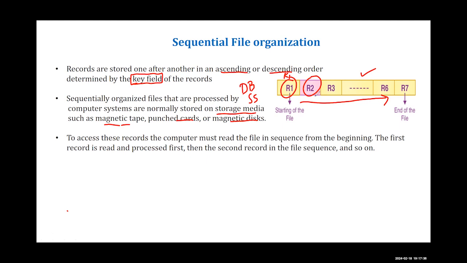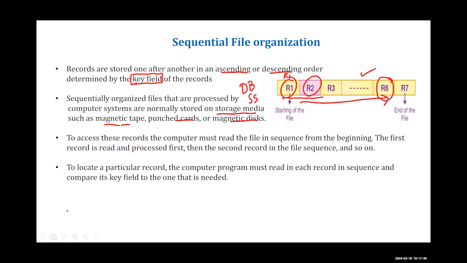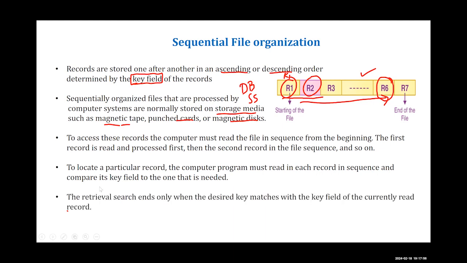Okay, so what is the meaning of that? Suppose I want to read the record R6, which means I have to start from R1, since it is a sequential file organization. No matter what the record number is, you have to start from the beginning and keep moving to the next. You cannot randomly or directly access that particular record. To locate a particular record, the computer program must read each record in sequence and compare its key field to the one that is needed. The retrieval search ends only when the desired key matches.